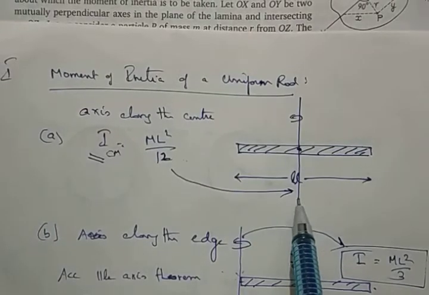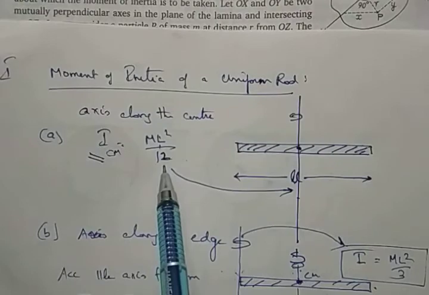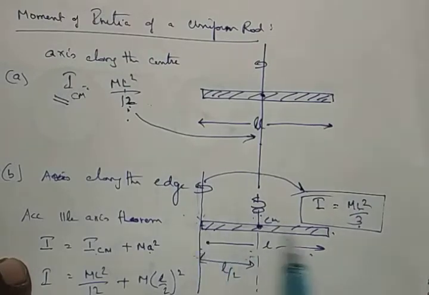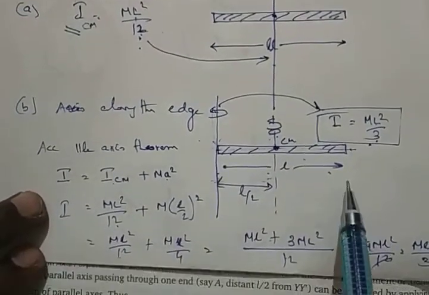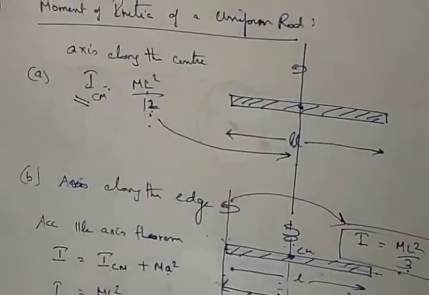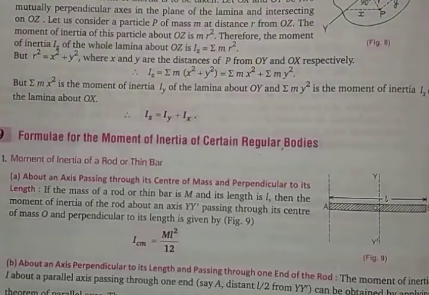Now look at this one. At the center, it is ml square by 12. So ml square divided by 12 is a very small amount. ml square divided by only 3 is a very high amount. This is much higher. So that is the thing you have here, right? Now we'll go to the next one.